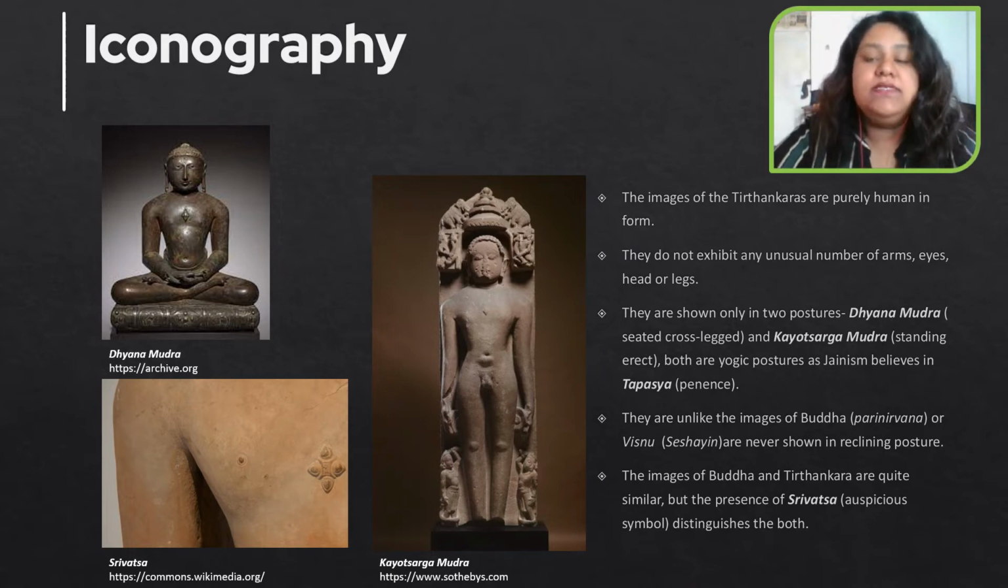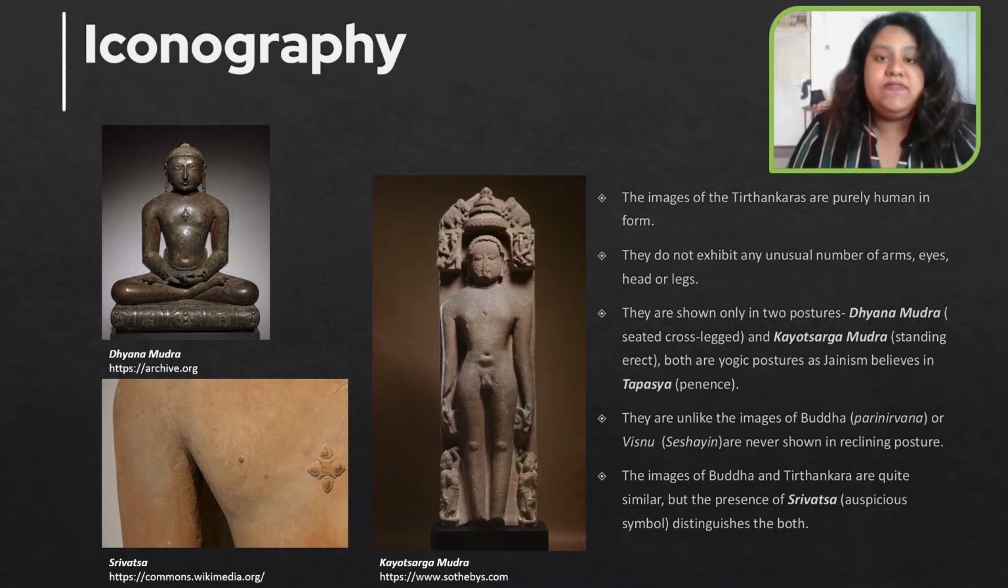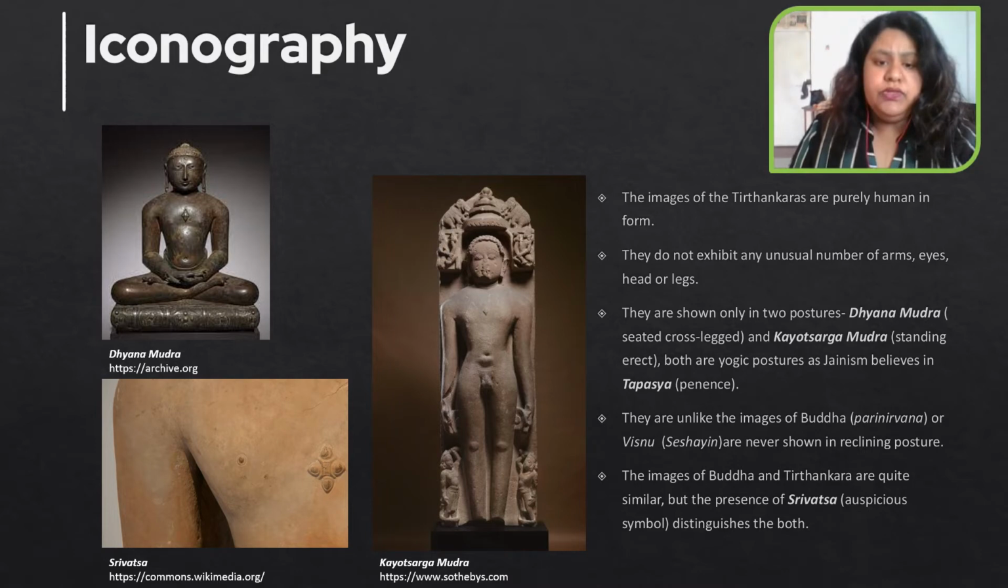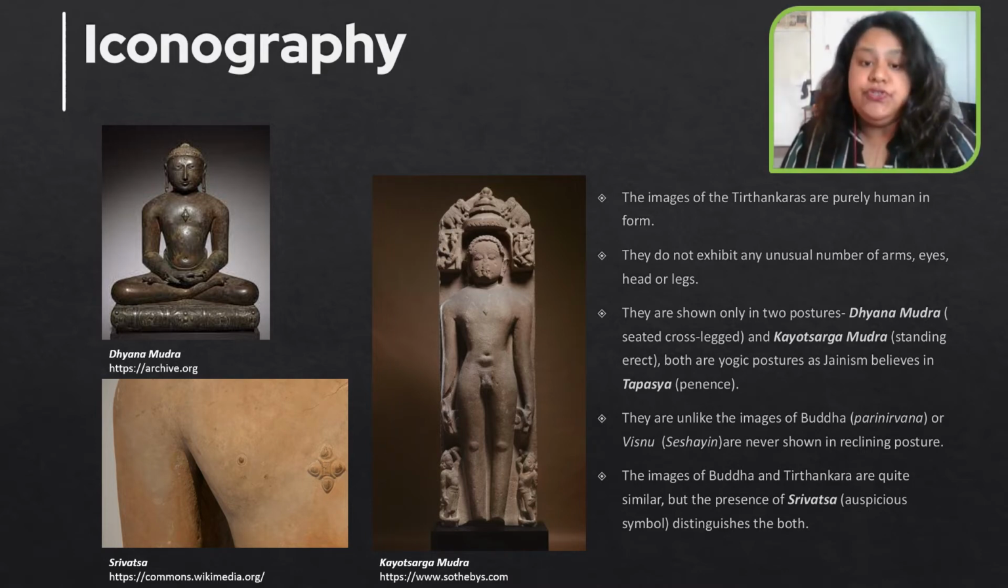Both are yogic postures in Jainism, as Jainism believes in Tapasya, which means penance. Unlike the images of Buddha or Vishnu, like the Parinirvana Buddha or Seshashayin Vishnu, they are never depicted in a reclining or sleeping position. The images of Buddha and Tirthankara are quite similar, but the presence of a Srivatsa, an auspicious symbol, distinguishes the two from each other.